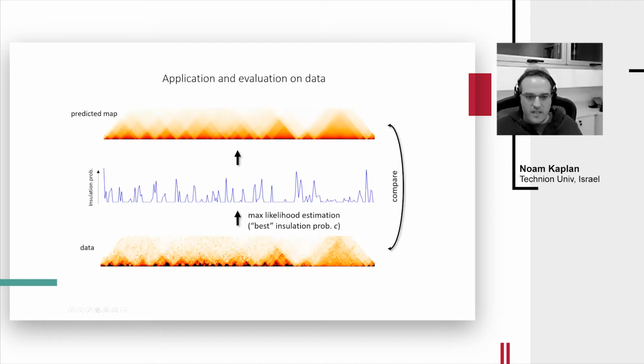And now we want to see if it explains what we see. So what we do is take Hi-C data and do this maximum likelihood estimation. Basically, we find the optimal C. By the way, you can actually prove that it is optimal, and there are some nice mathematical properties, but that's maybe less interesting here. And then you can, in addition, look at the map that is derived from this insulation probability and see how well these fit each other. So you're looking at how well the model can explain the data that you have.